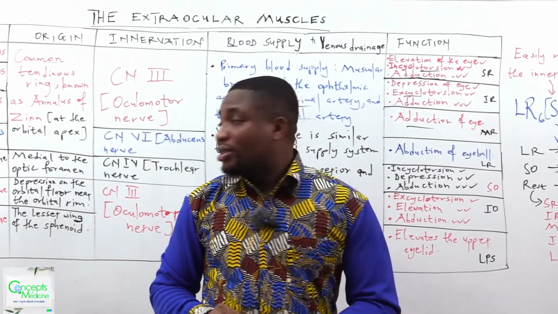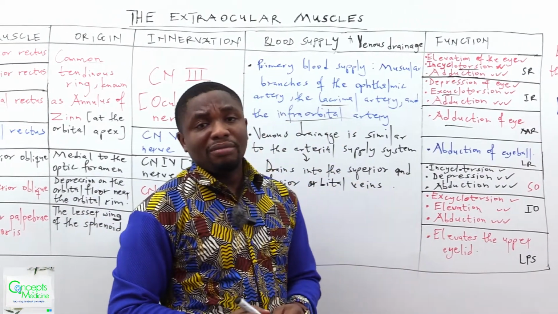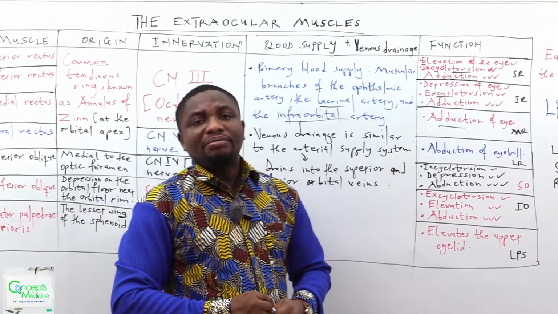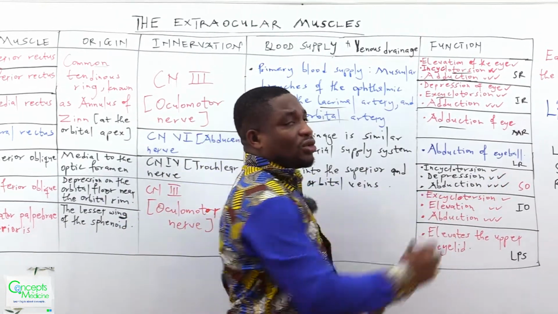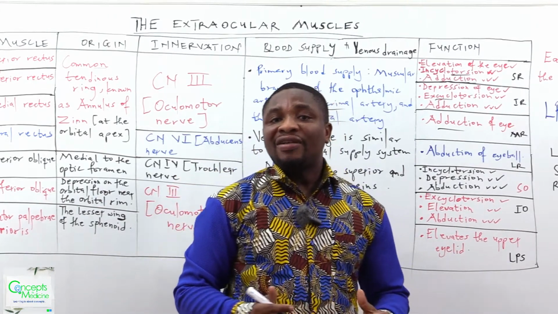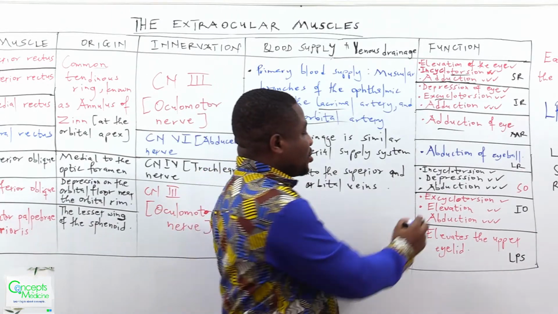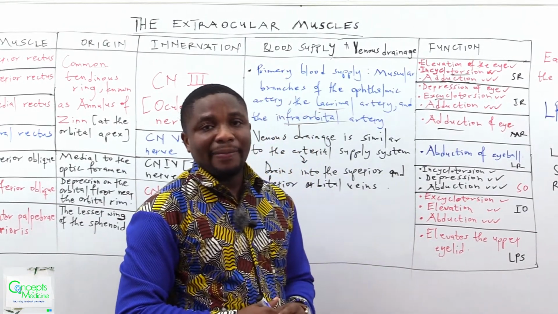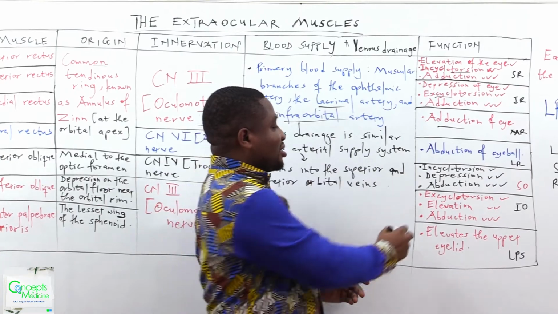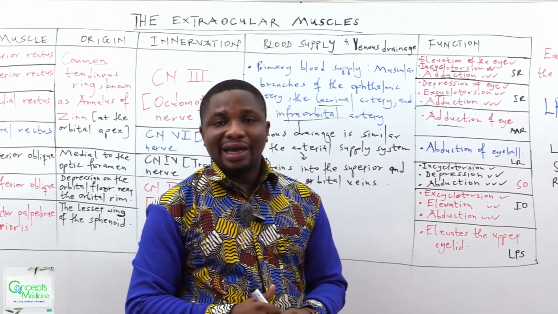The next one we are talking about is the inferior oblique muscle. For the inferior oblique muscle, its primary function is excyclotorsion. And when we say excyclotorsion, it simply is the lateral rotation of the eye. Its secondary function is what? Elevation of the eye. And its tertiary function is also abduction of the eye.